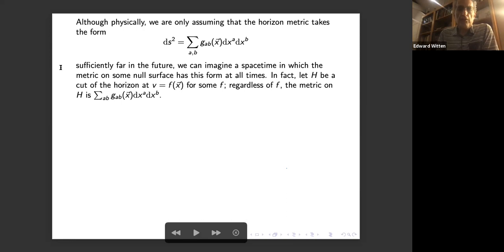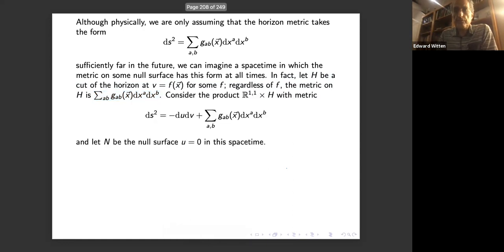Regardless of f, the metric on H is some spatial metric. In our black hole problem, we have some spatial metric. I think this sentence is maybe unnecessarily mysterious. I'm just saying, consider the d minus 2-dimensional spatial metric of any cut of the black hole in the region where we're studying it. Now take 2-dimensional Minkowski space times H. This is an auxiliary problem. We take the metric to be the 2-dimensional Lorentz metric plus this arbitrary d minus 2 metric. And we let N be the null surface u equals 0 in this space-time.